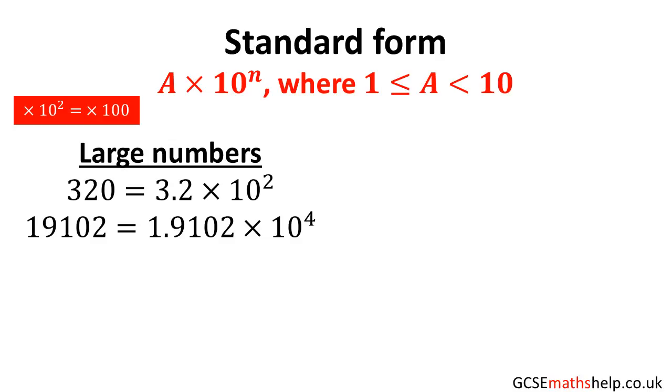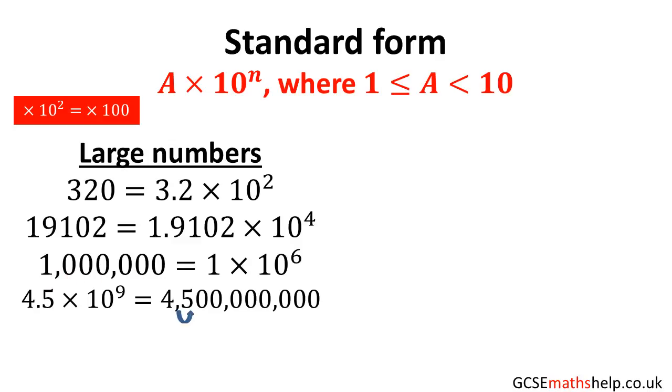Let's look at this one. We've moved the decimal place to being straight after the 1, so it fulfills the criteria for A. And now we just need to see, well, how many tens do we need to move it by? 1, 2, 3, 4 in order to get to the original number. Here we've got 1,000,000. We need to move the decimal place 1, 2, 3, 4, 5, 6 times. And here we're going to move the decimal place 9 times.